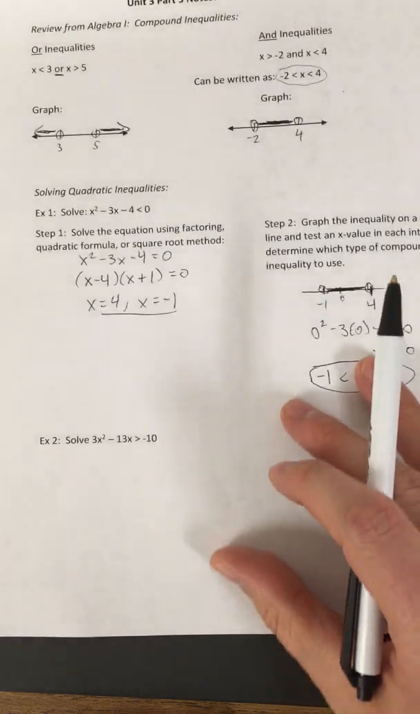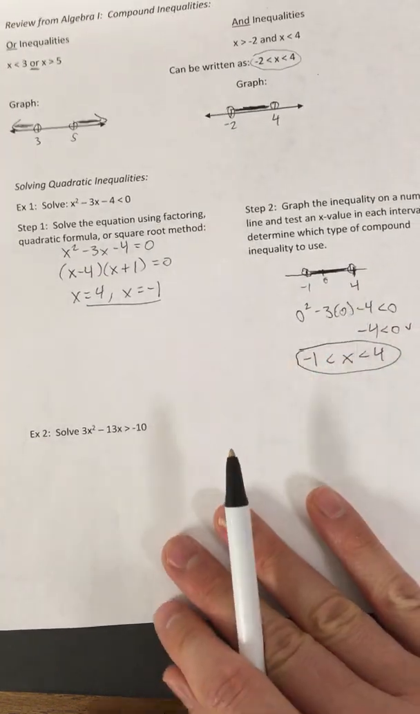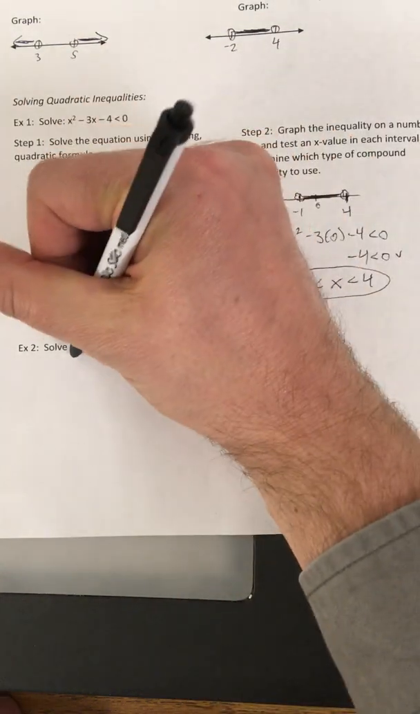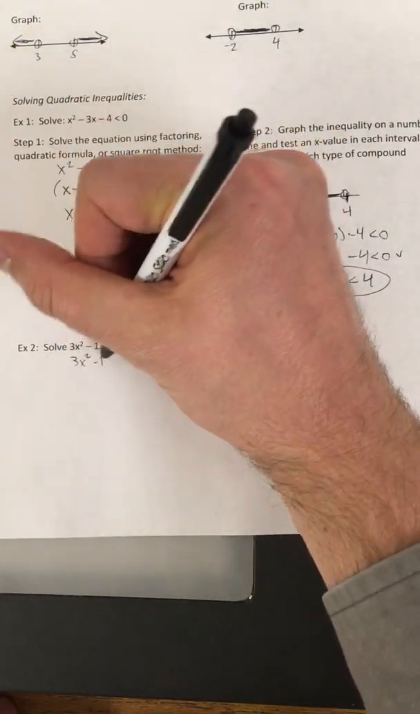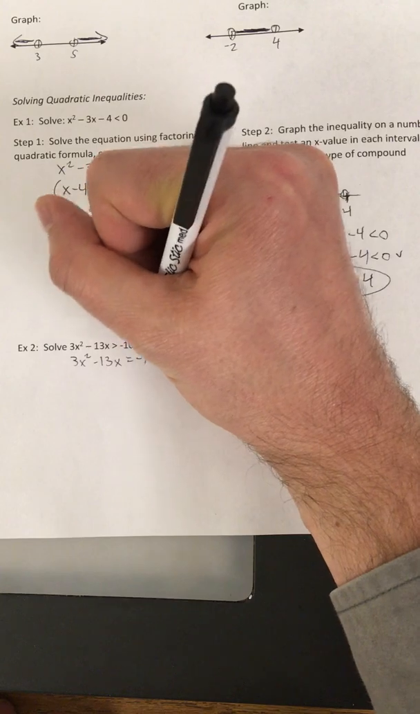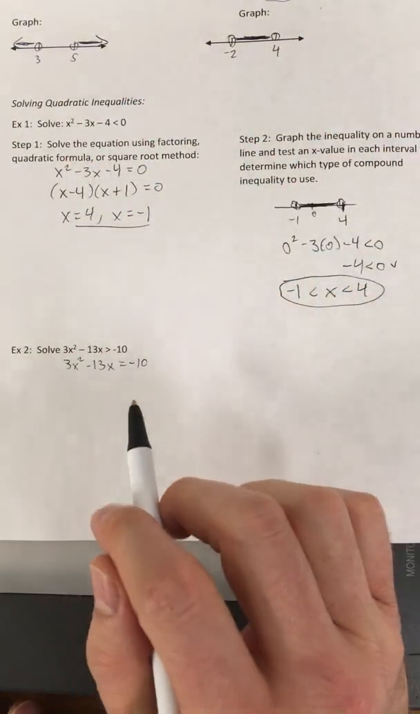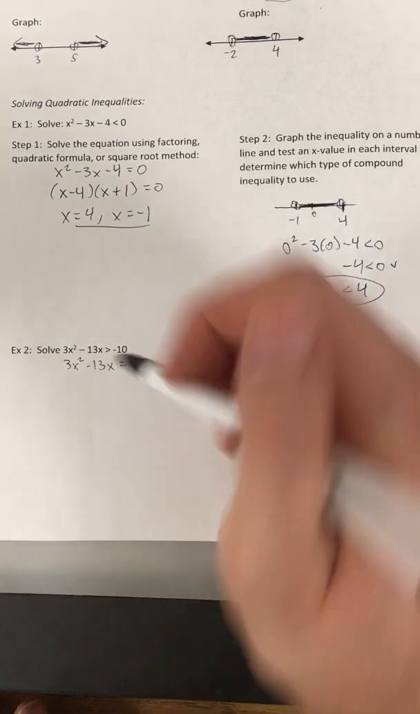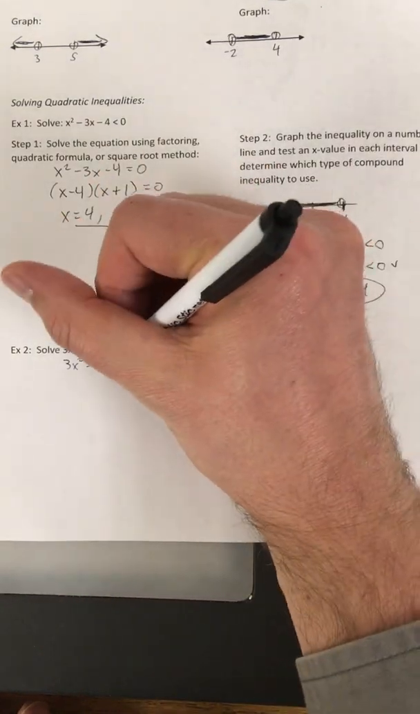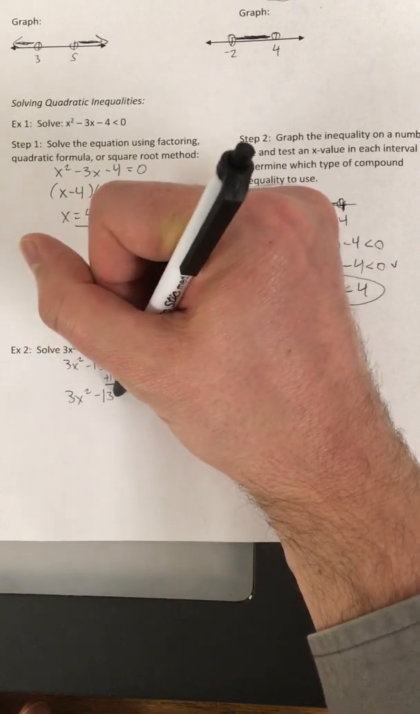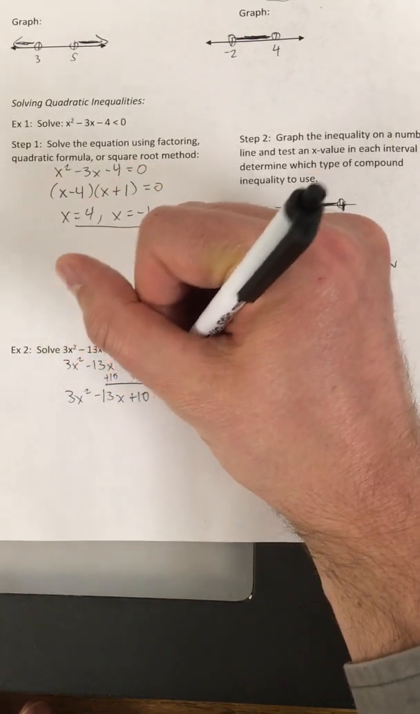So let's look at one more problem. All right, this one down here. So again, start off by just treating this like an equal sign: 3x squared minus 13x equal to negative 10. And we're going to solve that. No matter which method you're using, you have to get it equal to what? 0. So let's add 10. Put it at the end. So that's going to say 3x squared minus 13x plus 10 equal to 0.